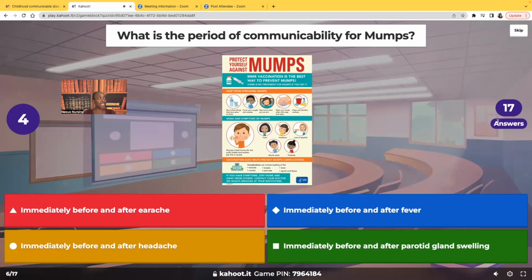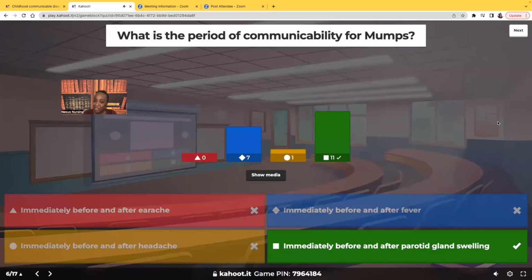You guys are quiet on the live. You don't know the answer? Take a guess. Very good. Most of you guys got it right. Remember that classic symptom, right? The swollen parotid glands. Well, guess what? That period of communicability, it's immediately before, immediately after that parotid gland swelling.